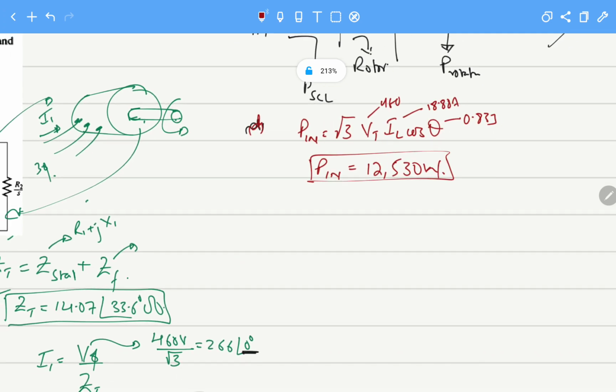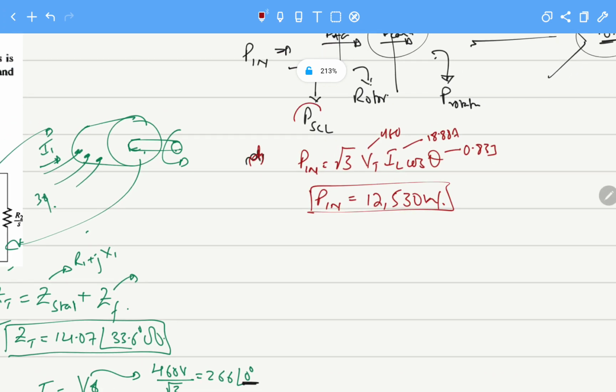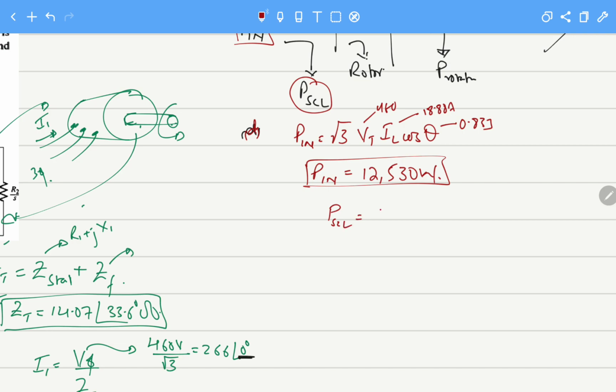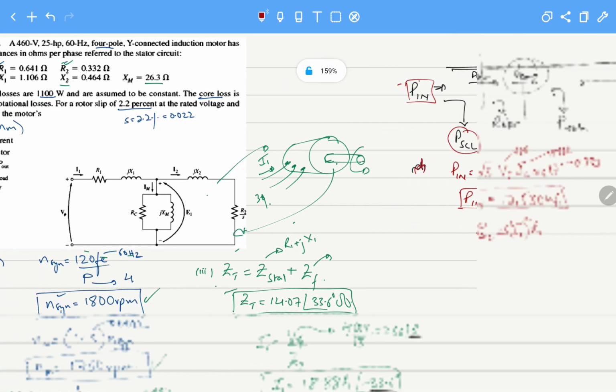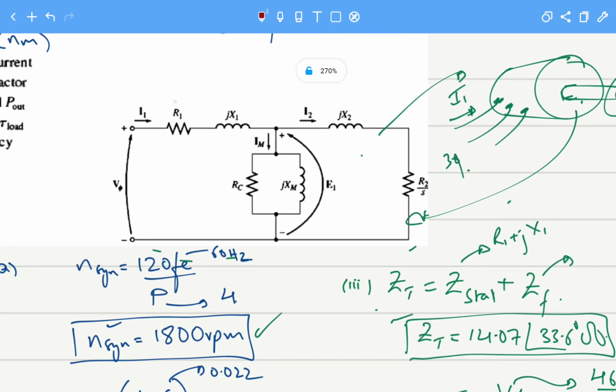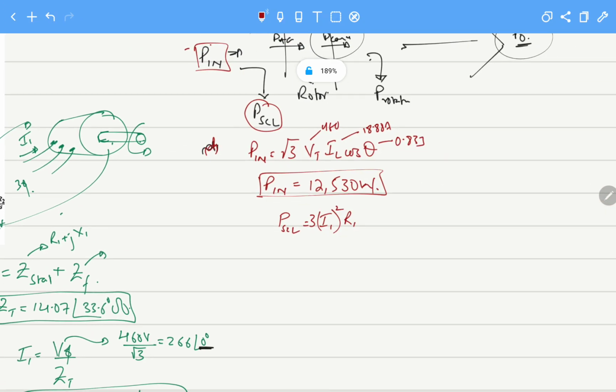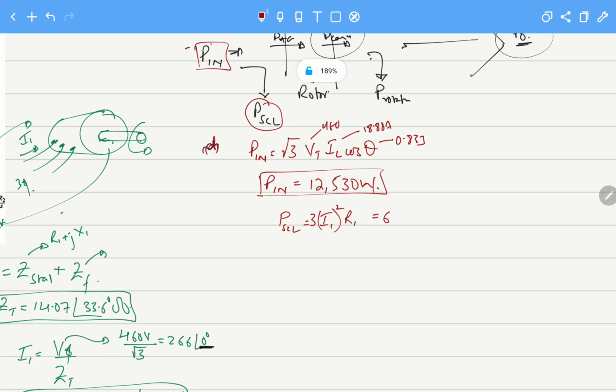After that, as I told you, we have to calculate the stator copper losses. Stator copper losses are actually I1 squared R1, and as this is three phase power, it is 3 I1 squared R1. What is meant by this? The power being lost here. These are the stator copper losses for our motor. For three phase we multiply by 3, I1 squared, I1 we have calculated, R1 is given. So the stator copper losses will become 685 watts.